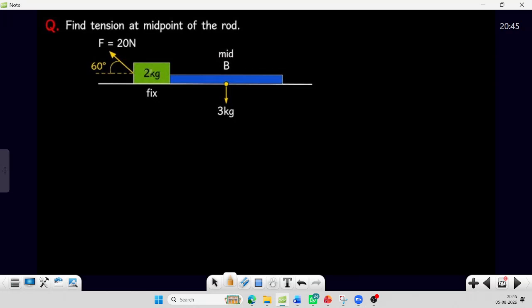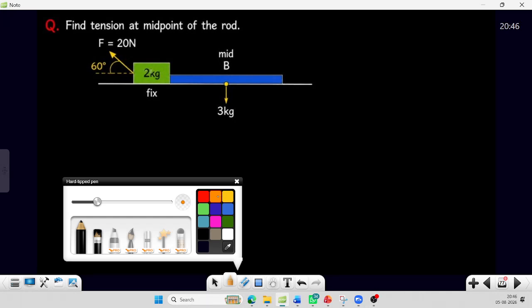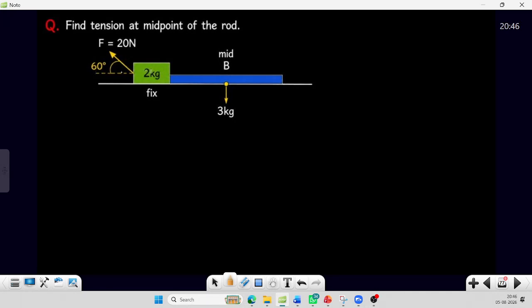Yes, now tell me. First resolve it. Resolve the forces now. Here the 20 newtons is there. Now this 2 kg and this rod, these two are fixed together. They are connected. Now tell me, how much is the effective force here?